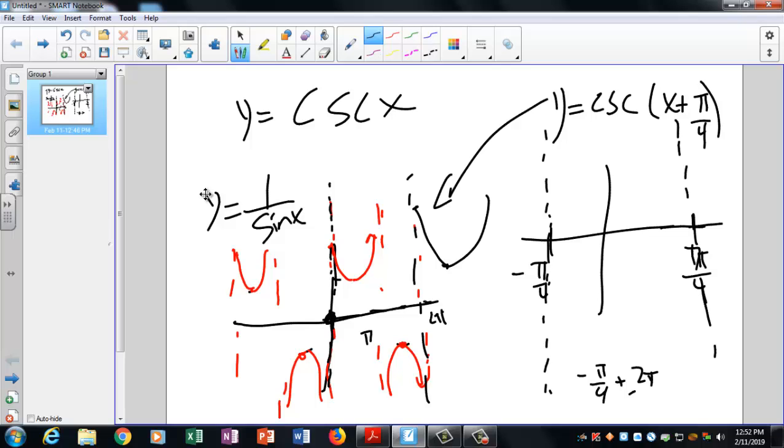Now, in the middle, there is an additional asymptote. Where does that asymptote occur? 7 pi over 4, minus negative pi over 4 is 6 pi over 4. 6 pi over 4 divided by 2 is 3 pi over 4.